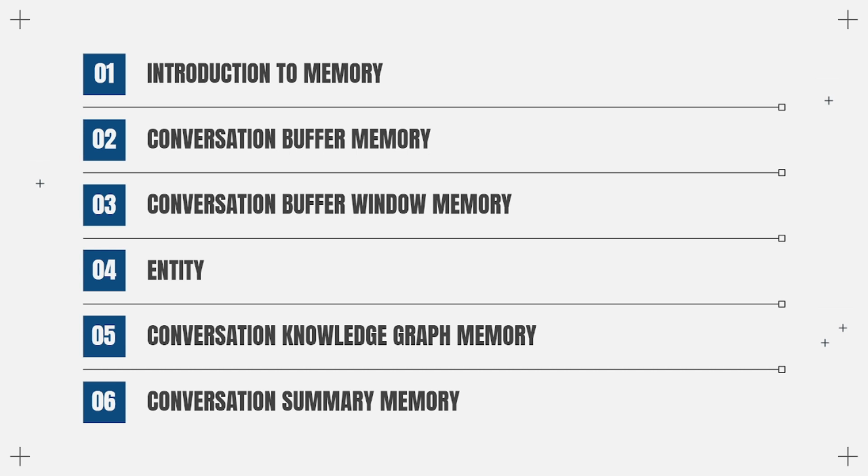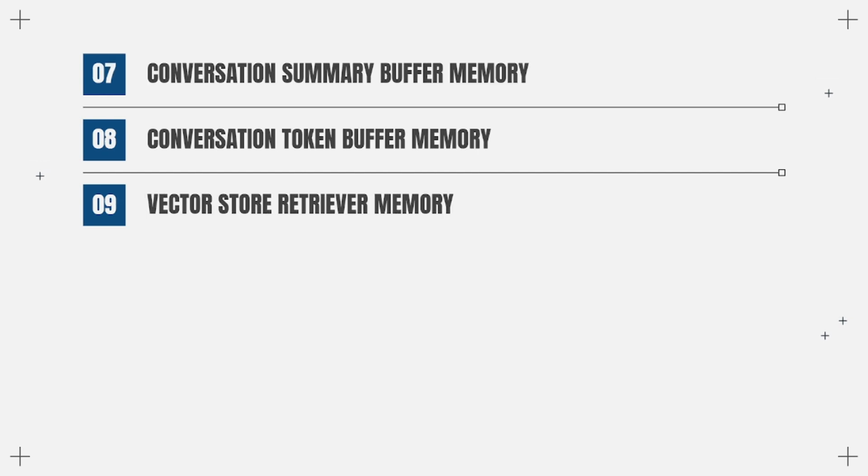First one will be introduction to memory. From the second onwards the types of memory will start, like conversation buffer memory, conversation buffer window memory, entity conversation knowledge graph memory, conversation summary memory, then conversation summary buffer memory, conversation token buffer memory, and the last one is vector store retriever memory.